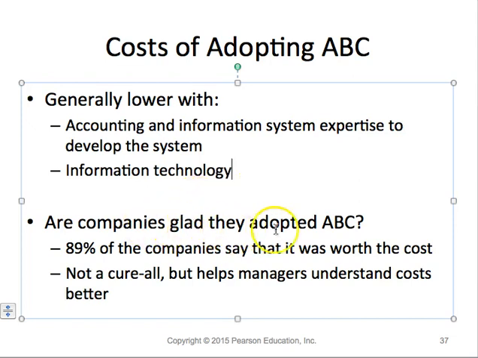Companies are very glad to adopt ABC because 89% of them say that it was worth the cost. ABC is basically a system that needs some initial investment for the company to set up, so that they can monitor each activity they have and find out the cost for each activity. But it's not a cure-all, though it helps managers understand the cost better.